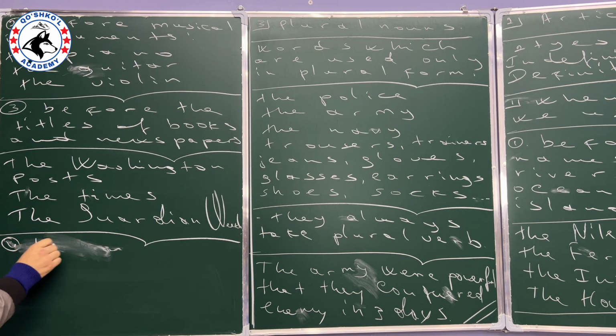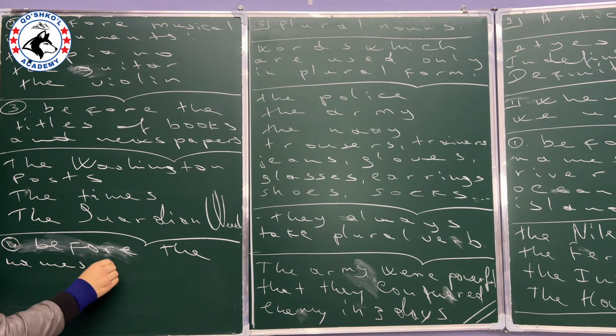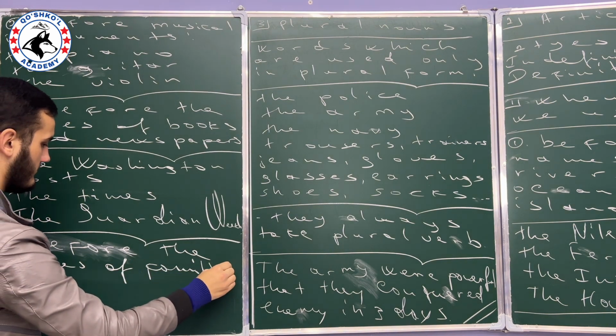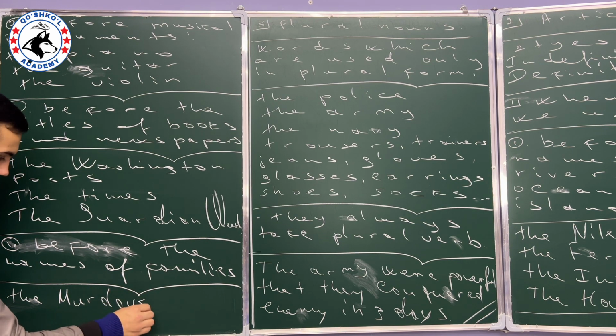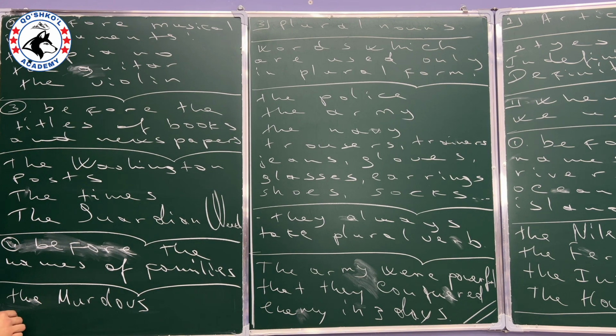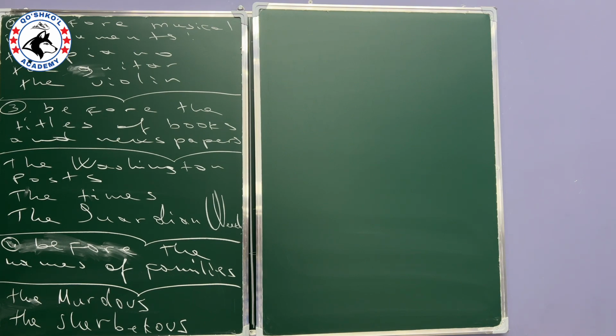Before the names of families, like the Muradovs, the Muradov family, or the Sherbekovs, the Sherbekov family. But never use the definite article before the name of a person, like the Sherbek. That's incorrect. Or don't say the Hassan. This is wrong. Or the Jawakir Bazar. This is wrong. Next.